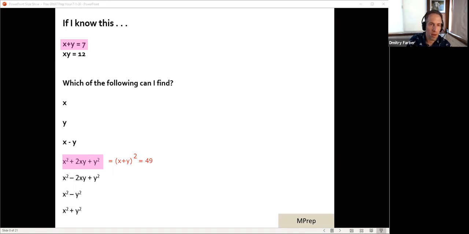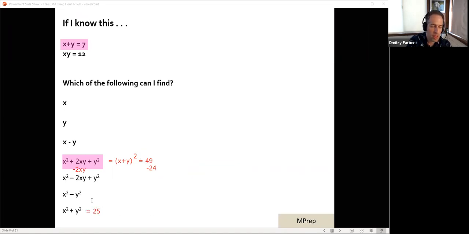So how would I get this one at the bottom? This isn't one of our special patterns, right? This is a special pattern. This one isn't. How would I get this one? Yeah, if I know this, take away the 2xy, right? So if I take away the 2xy, I get that other one. Well, I know that 2xy is 24. So I know this is 25.